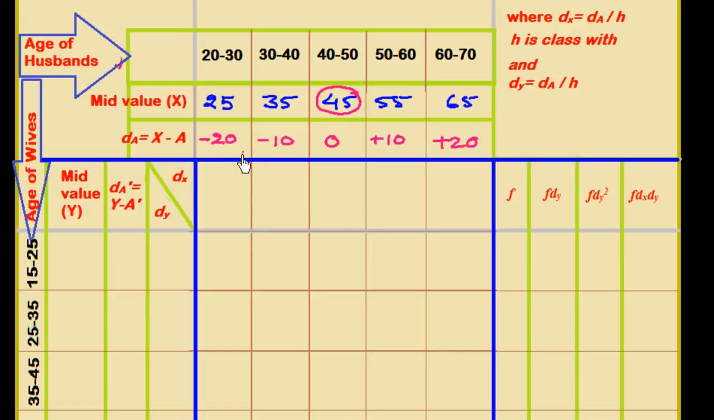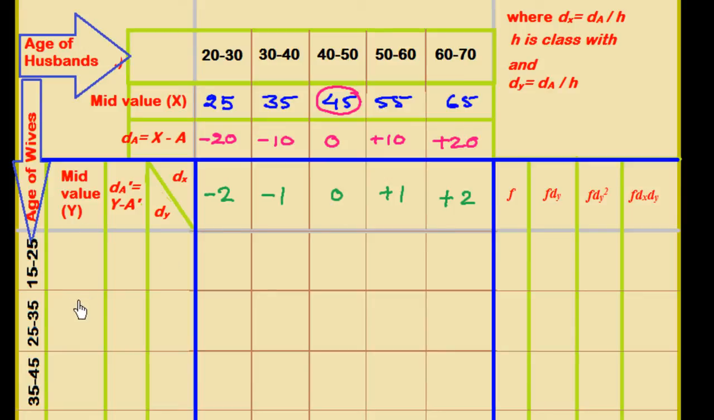Now what we have to do, we have to find out the dx. We know that dx is dA over h, and the class width, 30 minus 20, is 10. So we have to divide this dA by 10. So minus 20 by 10 is minus 2. Minus 10 divided by 10 is minus 1. 0. 10 divided by 10 is 1, and 20 divided by 10 is plus 2. So we got here this is our dx.